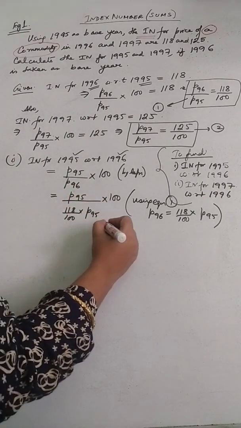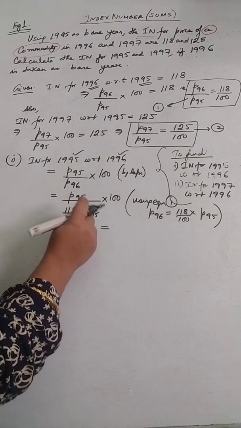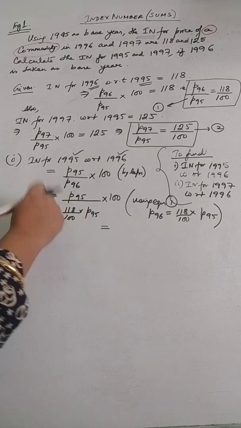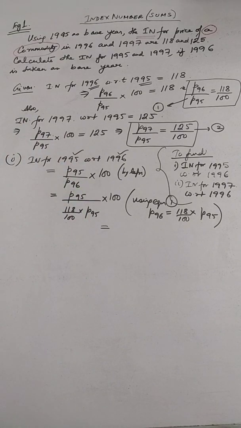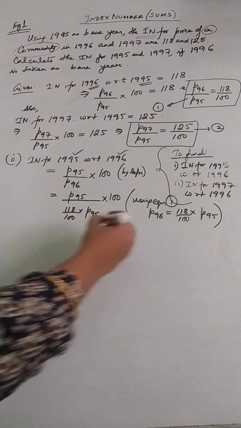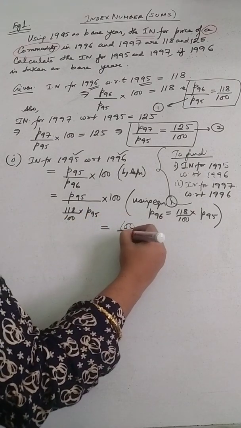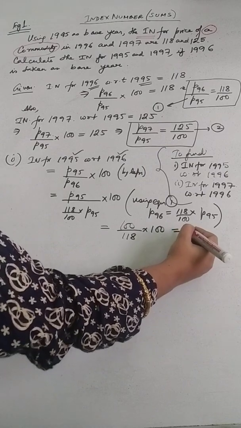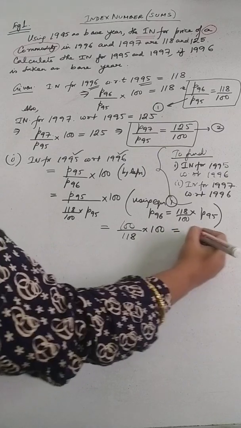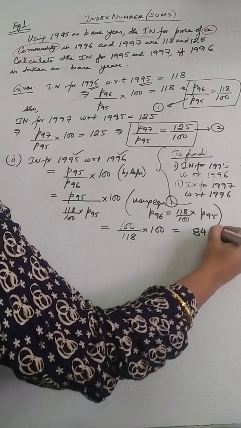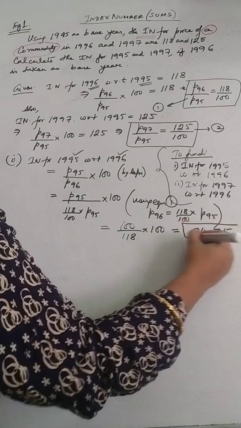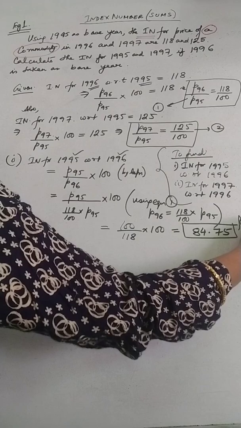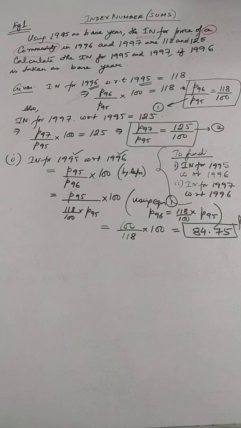So what is the value? The value is coming to, P95 will cancel, 100 will go up. So it's becoming 100 by 118 into 100, and the answer will come to 84.75. So this is your first answer. Now the second subpart, let us do.